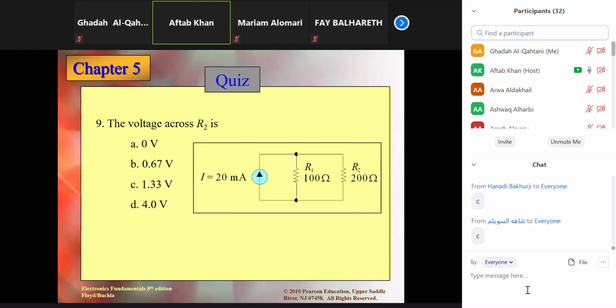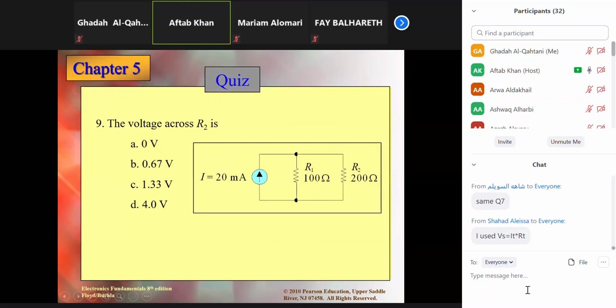C, all right. 1.33. Okay. So this time they are asking for voltage actually. So 1.33 is the answer. We can apply the same concept as the previous question. We know the current, then we can multiply with the resistance, then we can get this one.